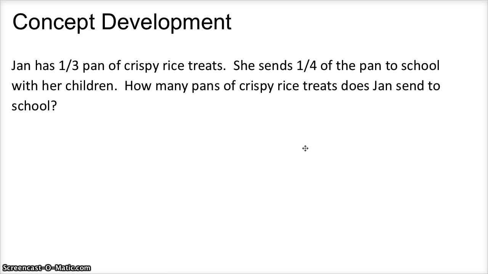Okay, you try this one. Jan has 1/3 of a pan of crispy rice treats, and she sends 1/4 of the pan to school with her kids. How many does she have? So our first step, remember, is to underline the numbers. Okay. Now I'm going to write that in number form. So 1/3 times 1/4, and draw a picture if you'd like to, or you can use the other strategy of multiplying straight across, but unpause the video when you're ready to check your work.